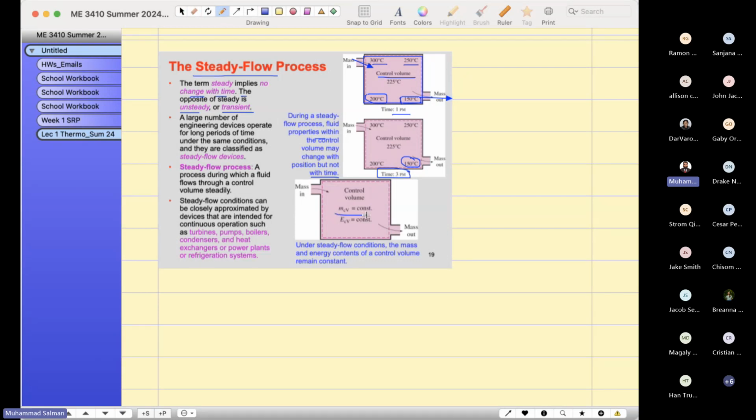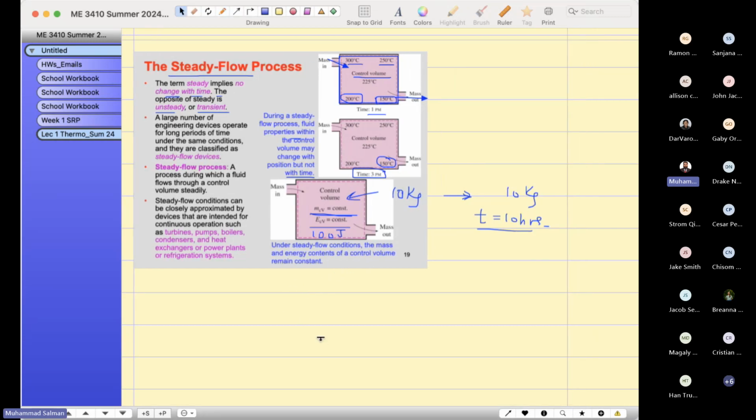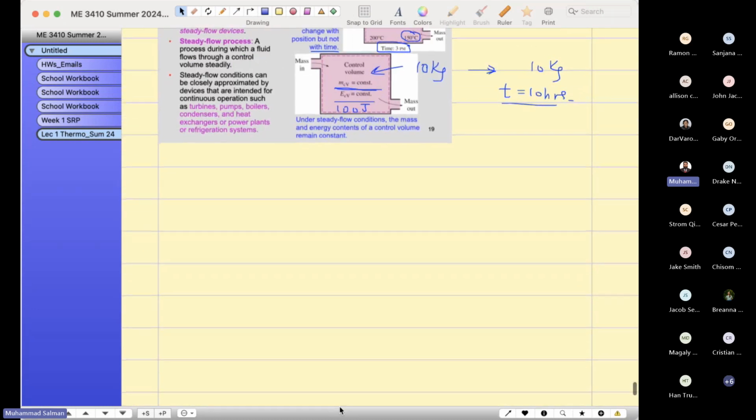Control volume, mass control volume, energy control volume. And suppose the mass over here, suppose 10 kilogram, then it remains 10 kilogram after time 10 hours. With respect to mass, it is a steady flow process. Energy of this mass, suppose this is 100 joules, it remains 100 joules after 10 hours. It's a steady flow process. So let me show you one example to understand this more clearly.